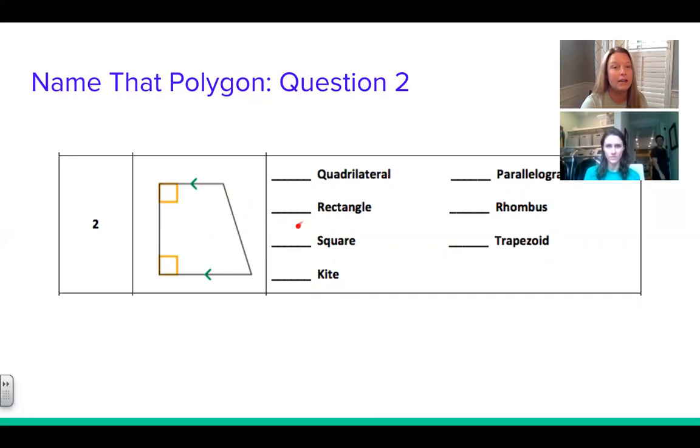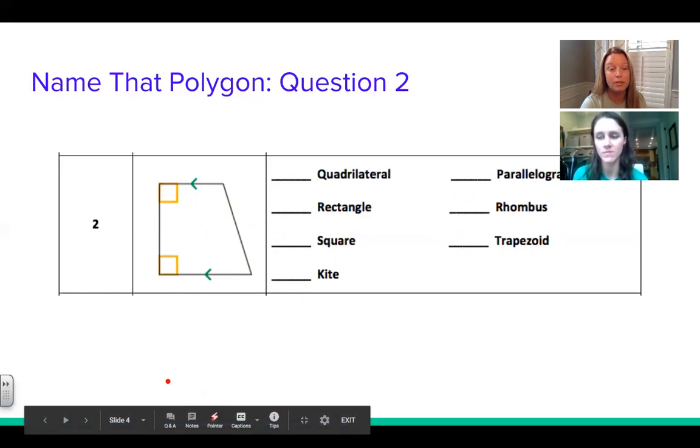It is also definitely not a square because of that same reason. I don't have 2 pair of opposite parallel sides, and my sides are not the same. It is not a kite because my adjacent sides are not congruent. Otherwise, they would have the little hash marks. It is not a parallelogram. Again, a parallelogram needs 2 pair of parallel sides. Same thing with a rhombus. It needs 2 pair of parallel sides. So the only thing that this one is, it is a quadrilateral, and it's also a trapezoid, because a trapezoid only needs 1 pair of opposite parallel sides, and there they are. So question number 2 would be quadrilateral and trapezoid.